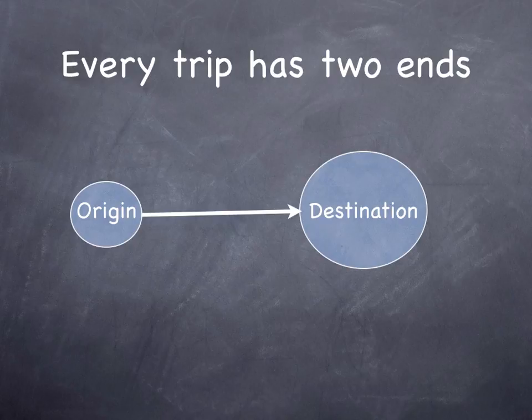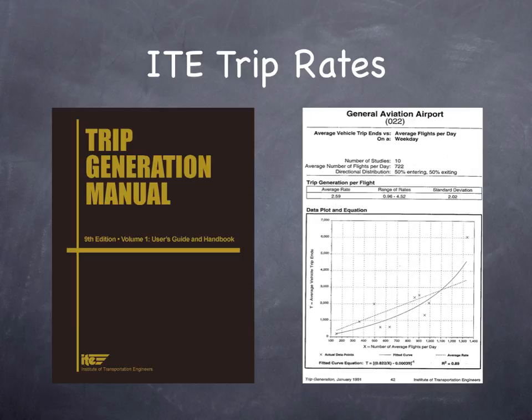Every trip has two ends. For the transportation planning model, we want to know the number of trips coming from a zone and the number of trips going to a zone. We often talk about trip ends. Traffic engineers, as opposed to transportation planners, do this regularly in practice.